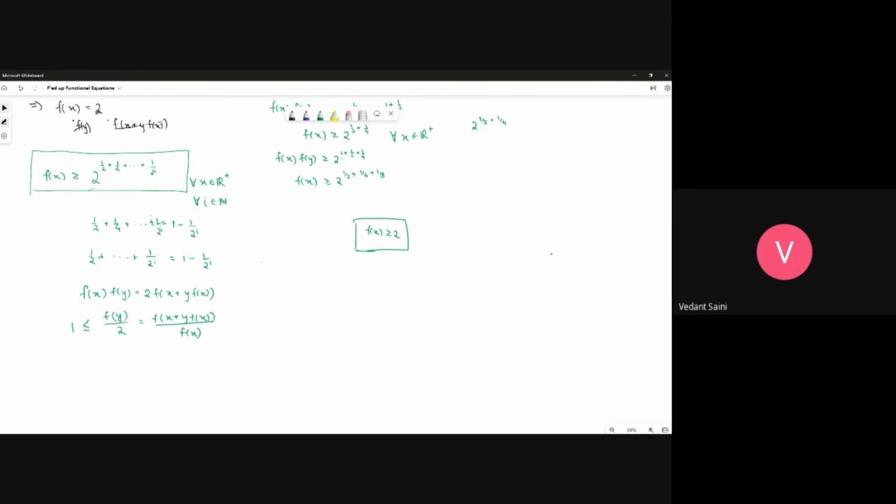This means f of x is less than equal to f of x plus y f of x for any y. So making z equals y f of x, fixing x and varying y, y f of x spans the whole positive real. So we get f of x less than equal to f of x plus z, which means f is non-increasing.